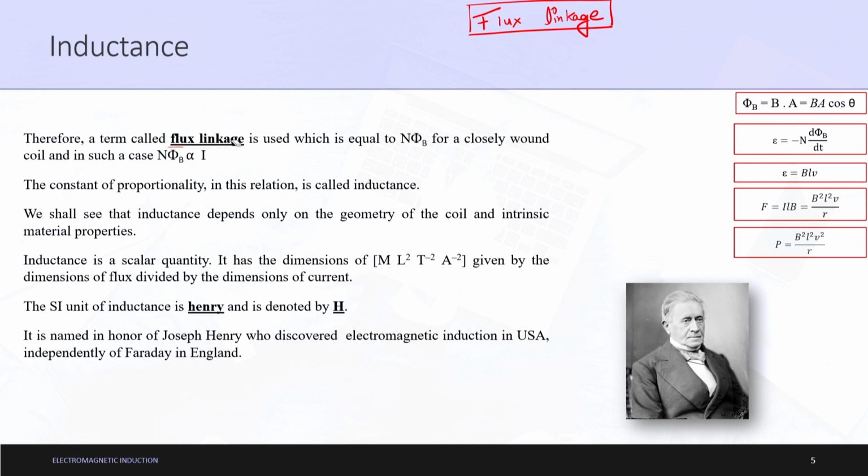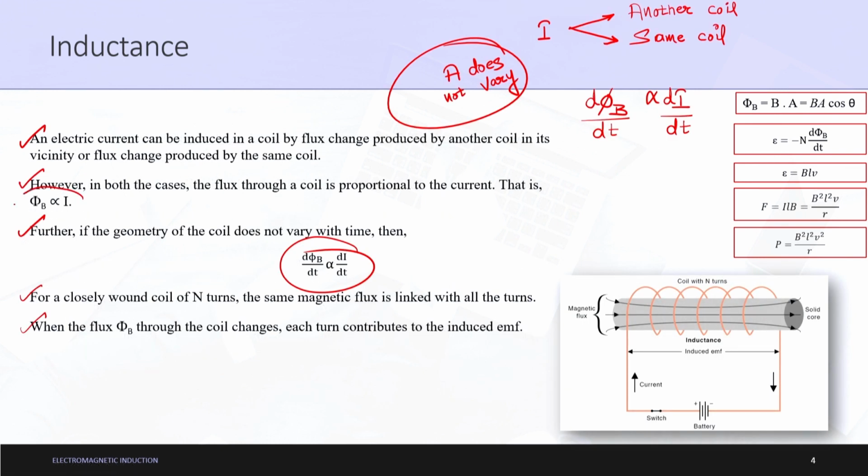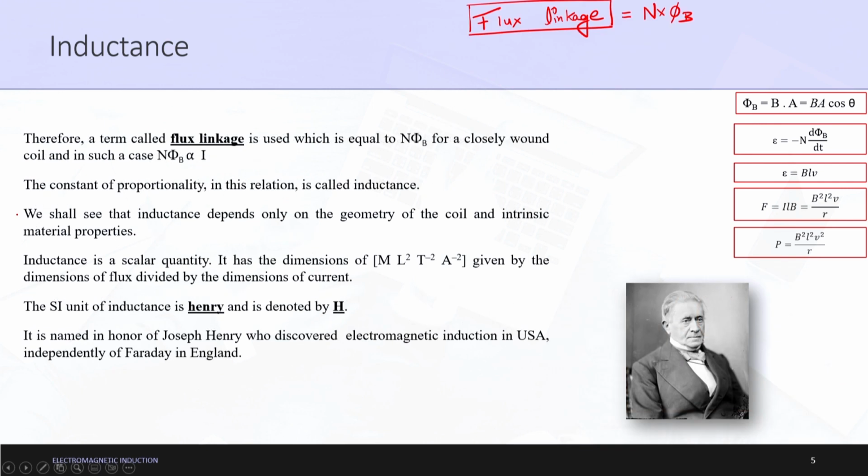Therefore, a term called flux linkage is used, which is equal to N phi B. This is nothing but N times phi B for a closely wound coil, and in such a case N phi B is directly proportional to I. As in the previous slide, phi B is directly proportional to I. So, for the total flux linkage we will directly write that N phi B is directly proportional to I.